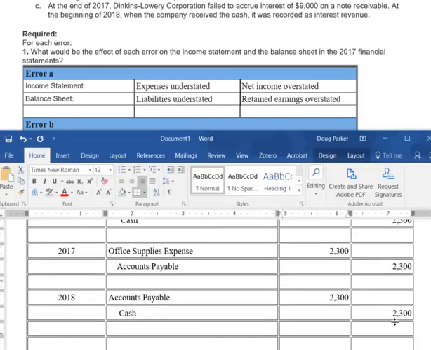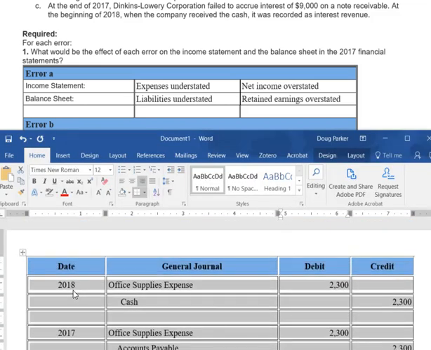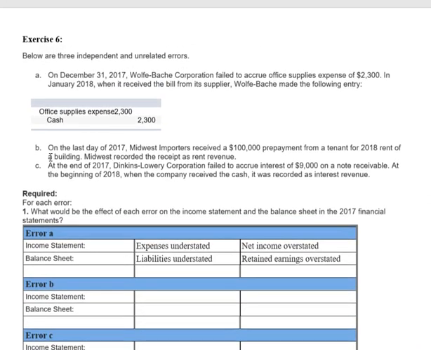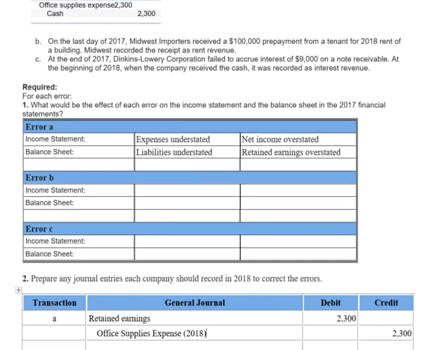So let's move on. I'm going to delete out my entries here because we're going to do this next one, Error B. On the last day of 2017, Midwest Importers received a $100,000 prepayment from a tenant for 2018 rent of a building. Midwest recorded the receipt as rent revenue. Is that a big deal? So what did they do? Let's scroll down and look at what they did.